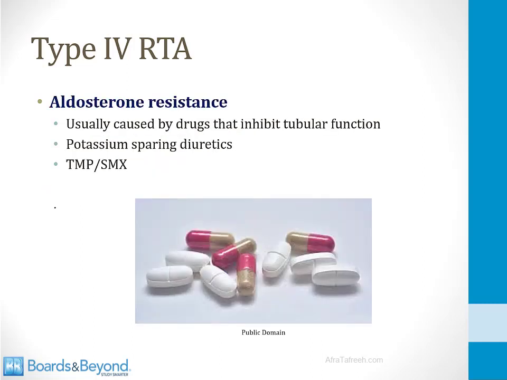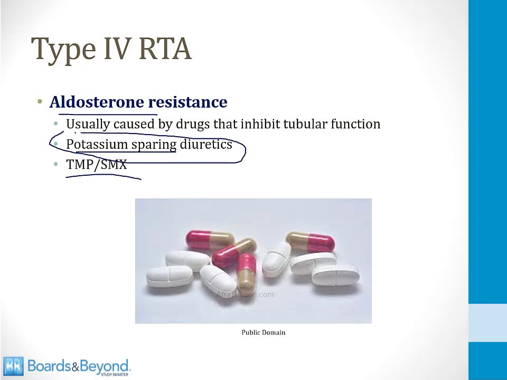You can also develop a type 4 RTA if for any reason the nephron becomes resistant to aldosterone. This is usually caused by drugs that inhibit tubular function. Classic drugs to do this are potassium-sparing diuretics and Bactrim. With potassium-sparing diuretics, the goal is to block aldosterone effects, so naturally they are going to cause a high potassium level, and they are also going to cause a mild metabolic acidosis, as we've been describing for a type 4 RTA. Bactrim can also have a similar effect.